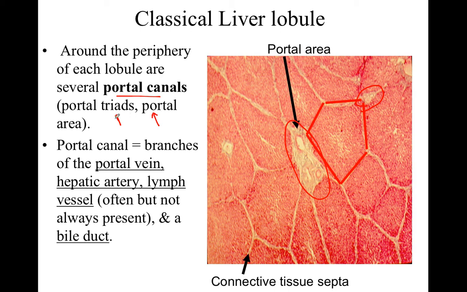So we have 3 names for the same area, which is the portal canal, also called the portal triad or portal area. At this area here, we have branches from the portal vein, which is coming from the intestine. Also, we have a branch from the hepatic artery. Sometimes we can see lymphatic vessels, but very important, we see a branch from the bile duct. So that's why they call it a triad, because we have a branch from the hepatic artery, a branch from the portal vein, and a branch from the bile duct.